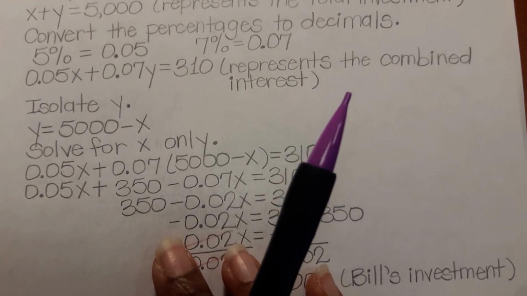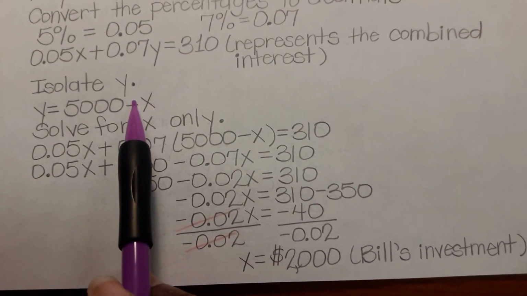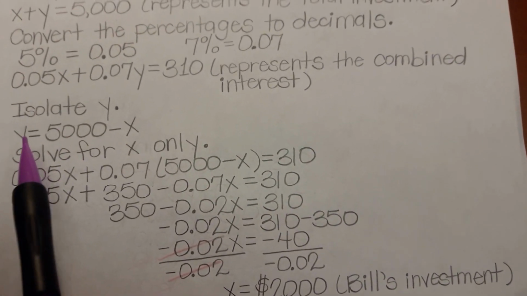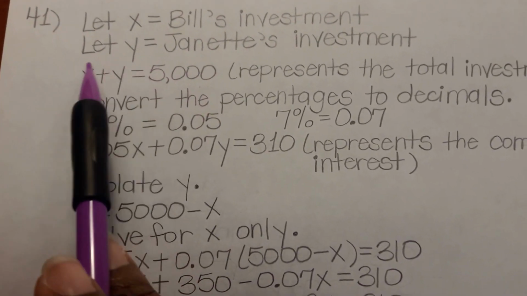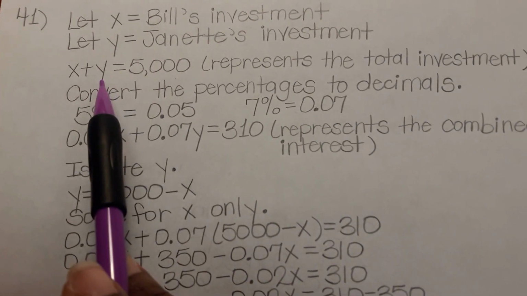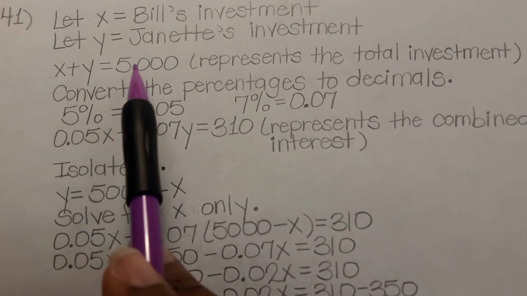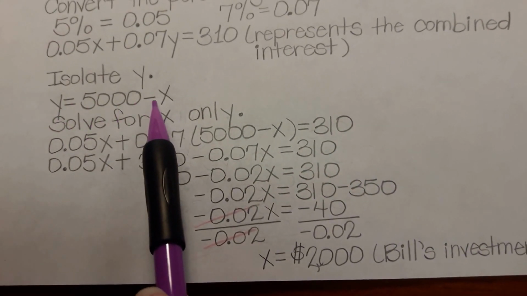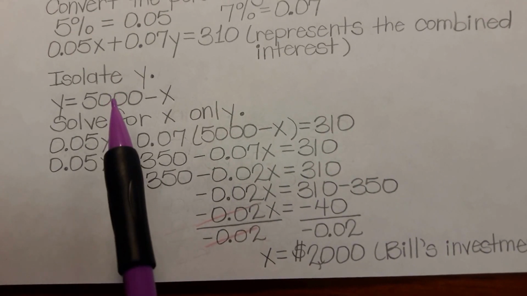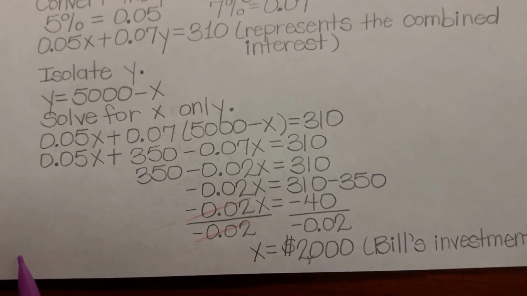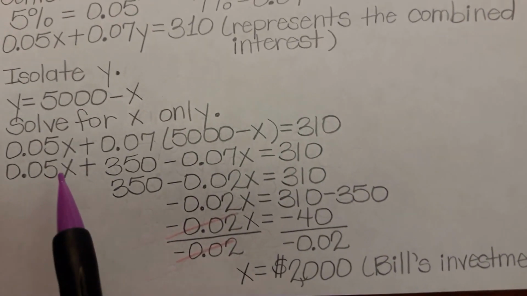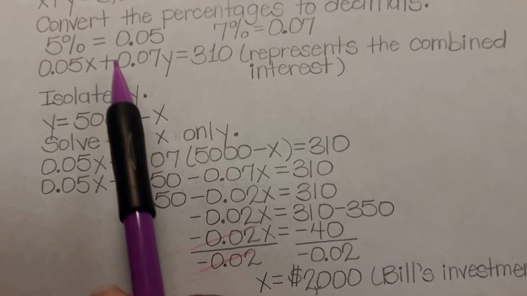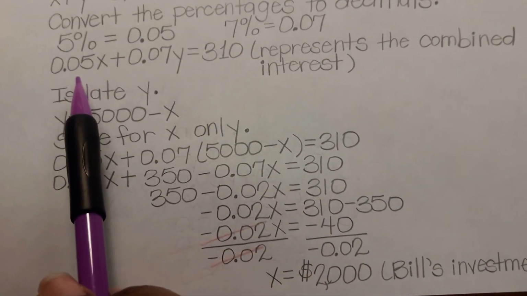So now, right here, I only want to isolate y, and that's it. So to isolate y, I'm looking at this equation here. To get y by itself, I had to subtract x. So that's what I did. I have y equals 5,000 minus x. So now, since I have one variable isolated, I can again do substitution. So I want to solve for x only. If you look at the second equation, I'm going to plug in.